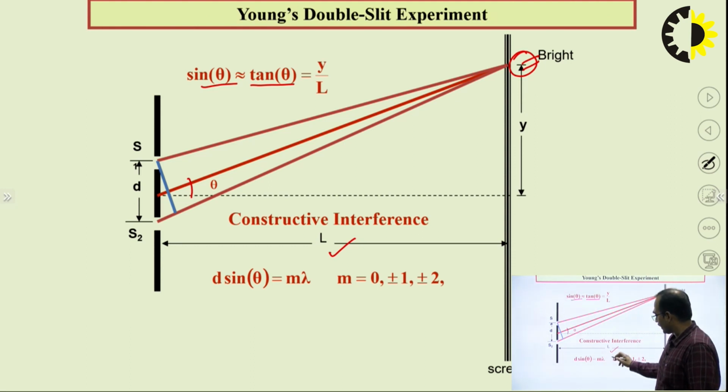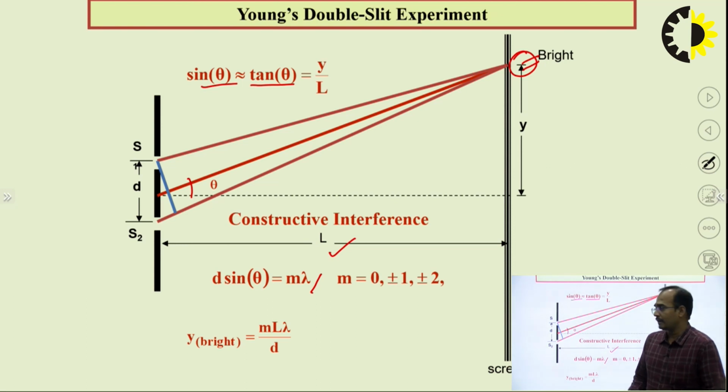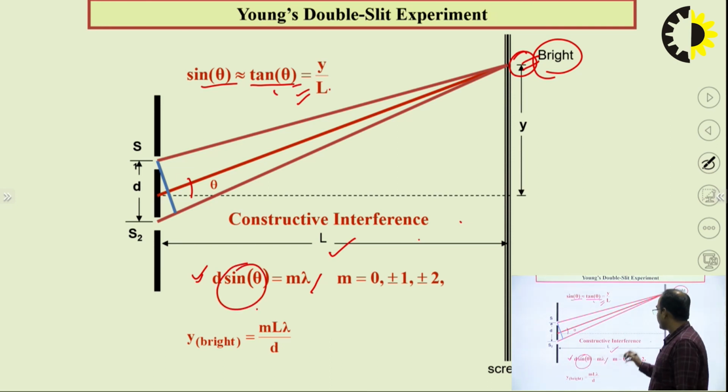So for constructive interference, d sin theta is equal to m lambda. At what distance from the center will the fringes appear on the screen? You can calculate this. For constructive interference, d sin theta is equal to m lambda, where m is equal to 0, 1, 2. From this triangle, this is y, this is L. So tan theta is equal to y by L, so I can put sin theta is equal to y by L. So you can write d into y by L is equal to m lambda.